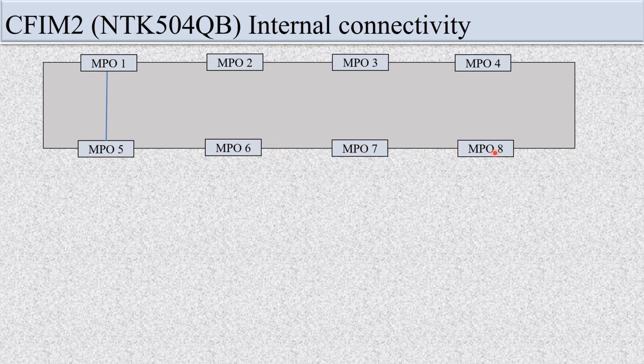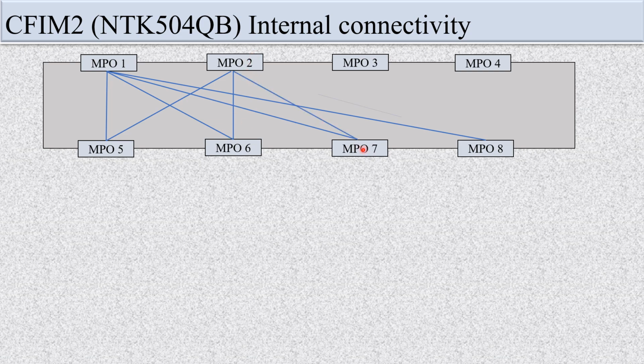So one fiber pair of MPO 1 is used to connect with MPO 5. In the same way, the second fiber pair is used to connect port number 6. The third fiber pair is used to connect port number 7. And the fourth fiber pair is used to connect with port number 8. In the same way, you can see port number 2 is connected to 5, 6, 7, and 8. In the same way, port number 3 is connected to 5, 6, 7, and 8.